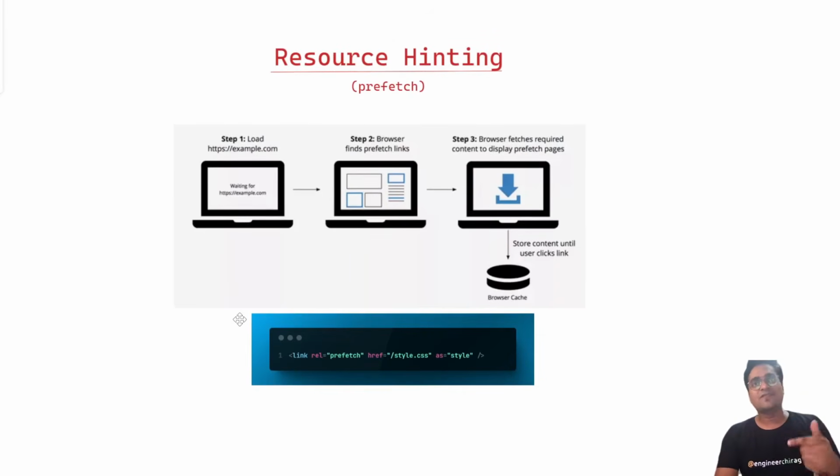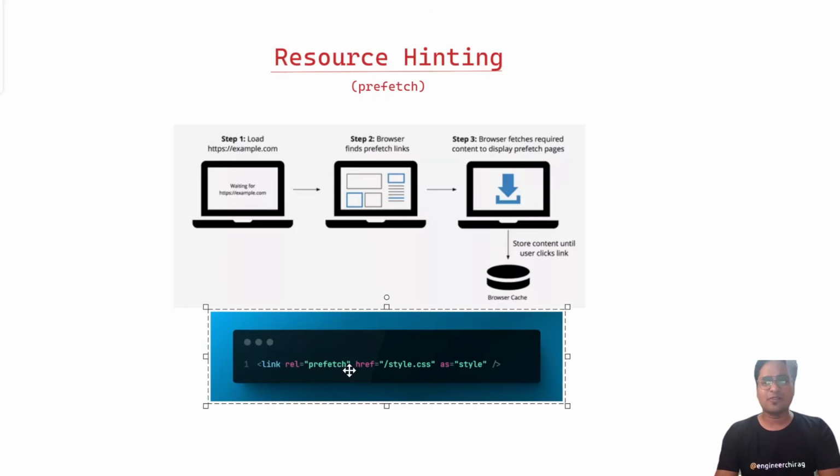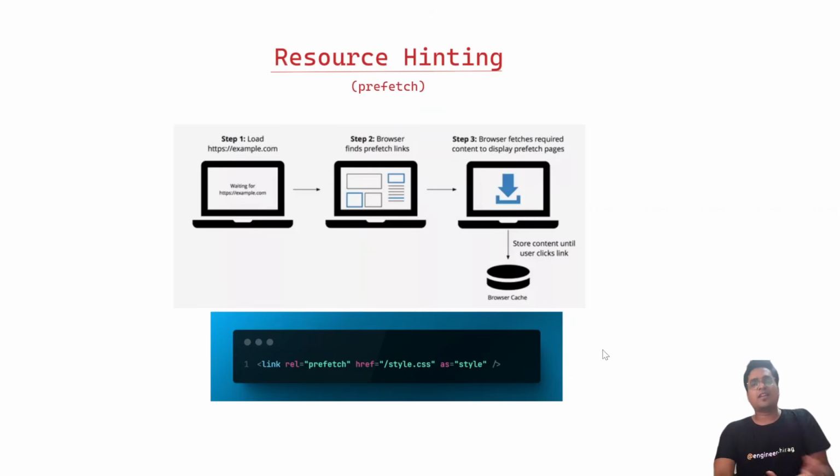In that particular case, we can use something called prefetch, which works quite similar to what we have seen in a preload situation, but in this case it is not going to execute. Let's see. We are loading example.com. The browser finds a prefetch link. The browser fetches the required content, downloads it and puts it in the cache. So at the time of parsing and rendering your content, if there is an asset which is needed, it will look in that cache, and that script, that style is available to you.